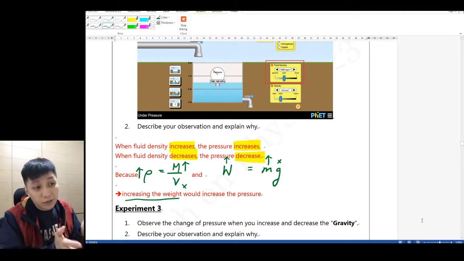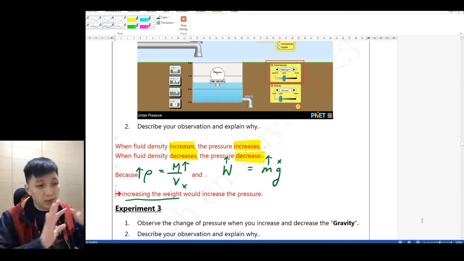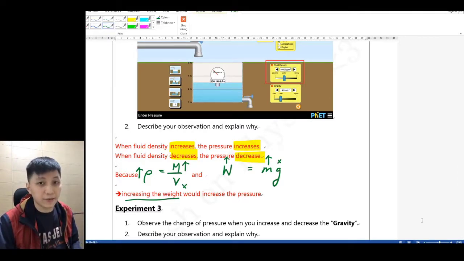And of course, for decreasing the density, the whole thing will be opposite. I'm not going to write it down. You should be able to understand.